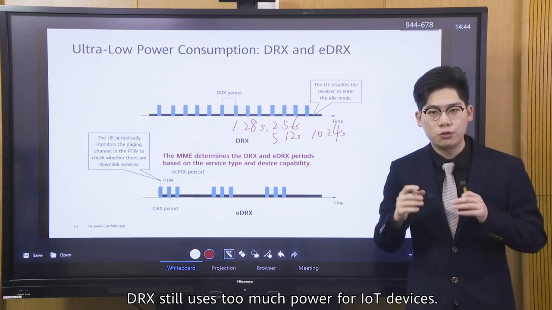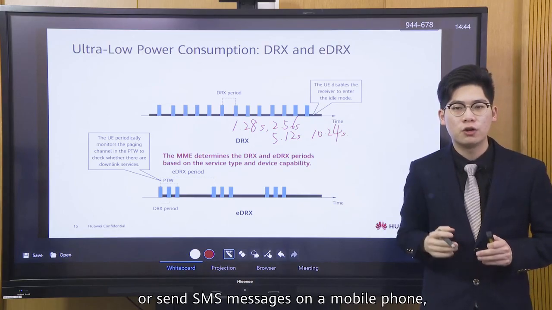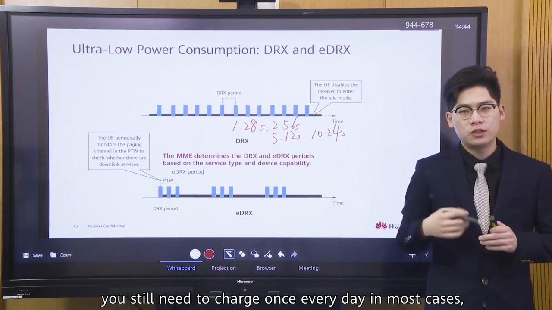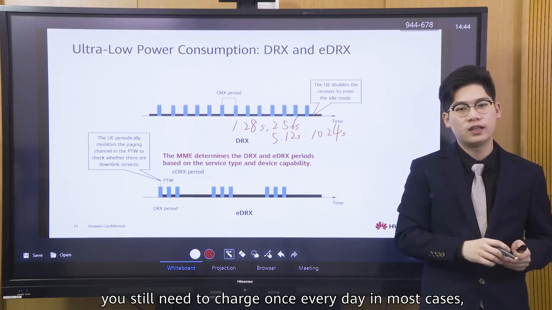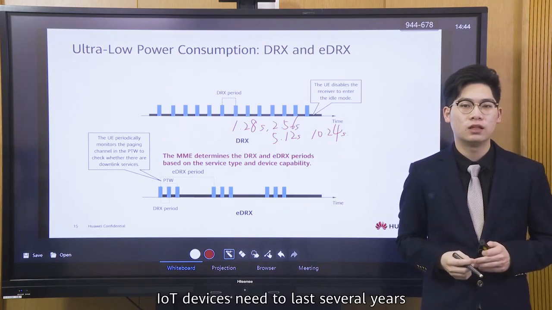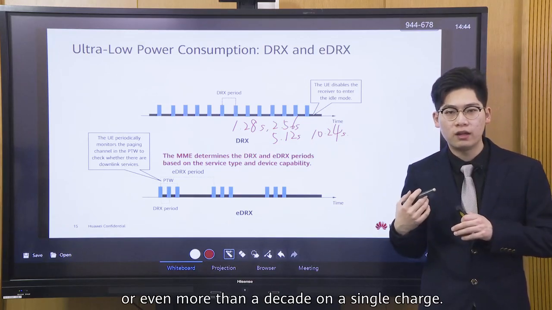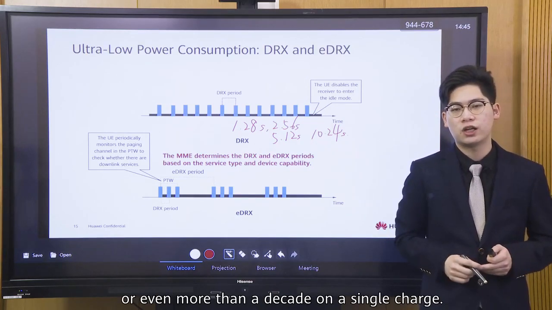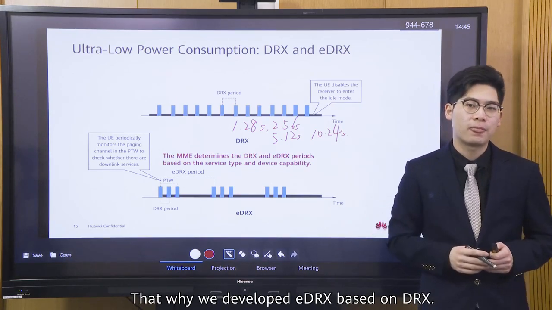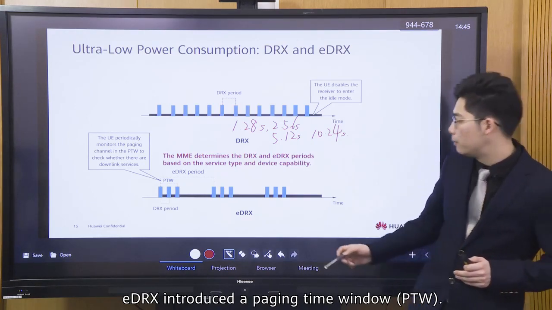DRX still uses too much power for IoT devices. Even if you only make calls or send SMS messages on the mobile phone, you still need to charge once every day in most cases, or at least every couple of days. IoT devices need to last several years or even more than a decade on a single charge. That's why we developed eDRX based on DRX. eDRX introduced a paging time window, which is PTW.